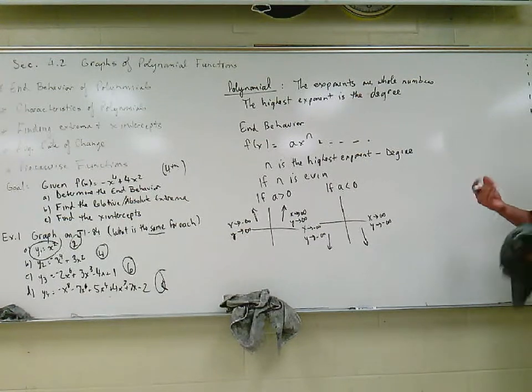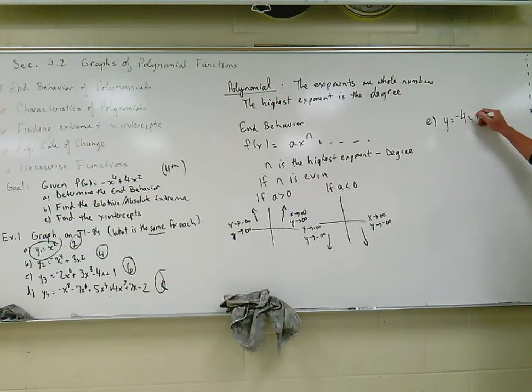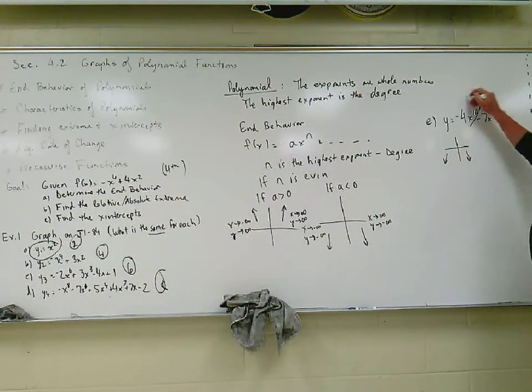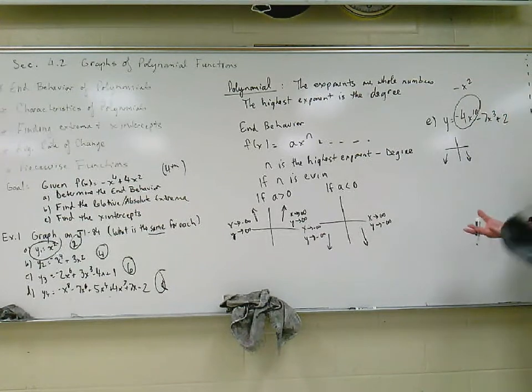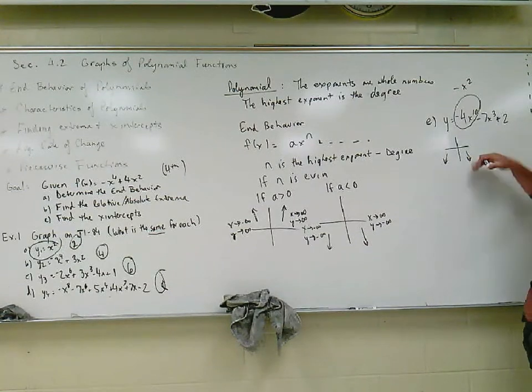So if I did a part E without you graphing it, y equals negative 4x to the 10th minus 7x cubed plus 2, can you tell me the end behavior? Both are down, right? Left down, right down. So just to draw it real quick, you know it's going to do this. You're looking at the first term, if it's even. What I always do is think if it's even, it's like a negative x squared. What would negative x squared do? So it does the same thing. So relate it back to that.